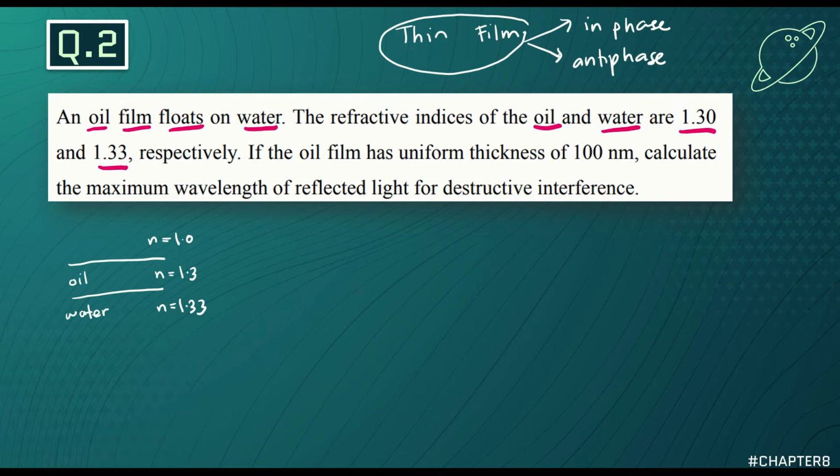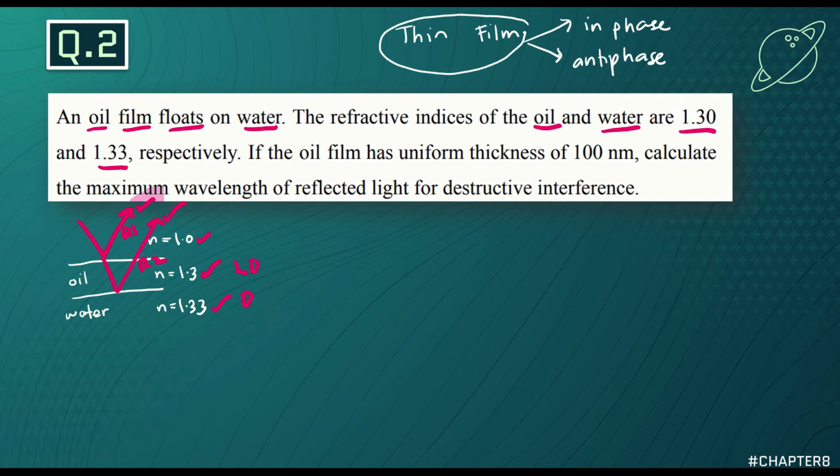Now for this case, the first reflected ray is going from less dense to denser, so this one has phase change. We just put a tick here, meaning it has phase change. The second ray goes from n equal to 1.3 to 1.33, so again it is from less dense to denser, so again we have phase change. So this is ray number 1, ray number 2.